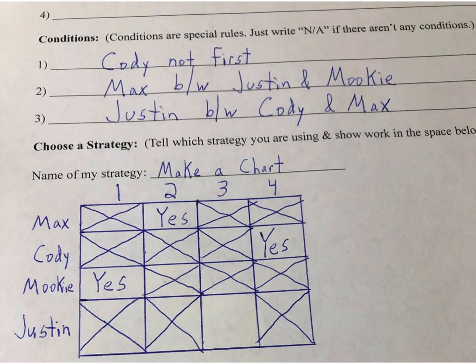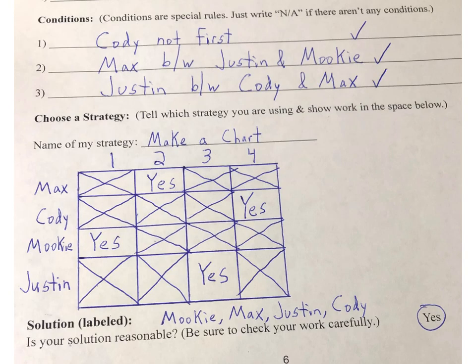So I look at the conditions. If Mookie's first, I need to find the person who's next to Mookie in the order. So it says Max is between Justin and Mookie. Justin is not next to him. So I know that Max has to be second. So I cross out everything else for Max, leaving only one space left for Justin to be third. On this slide, I show the answer at the bottom. I'm also showing that I checked the conditions carefully and I can choose yes, my answer is reasonable.